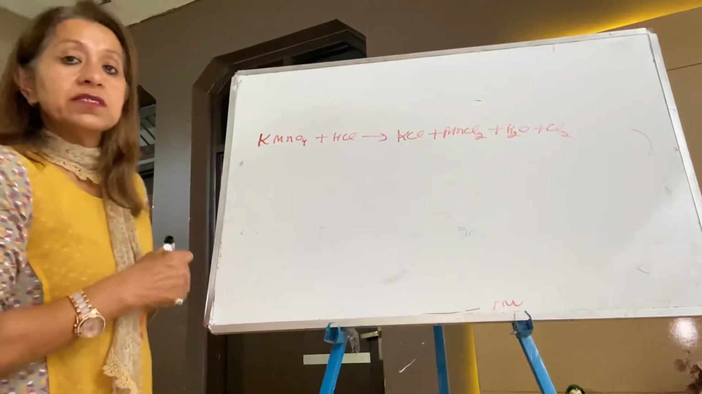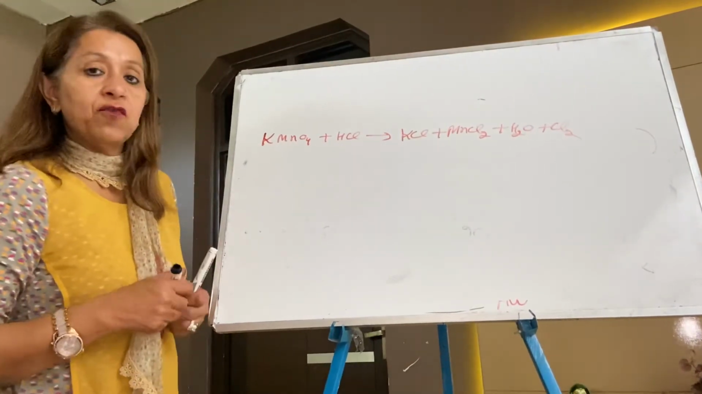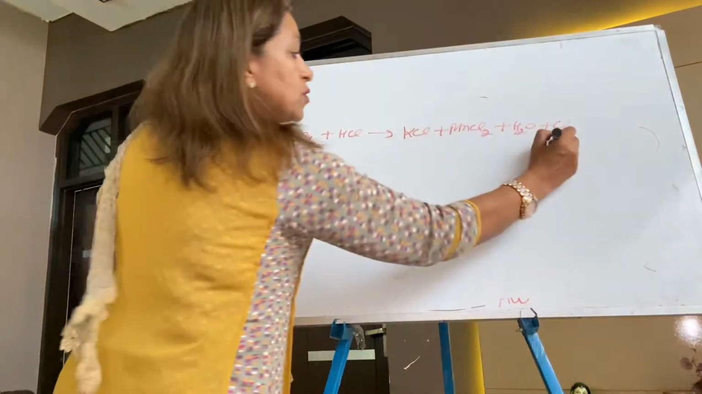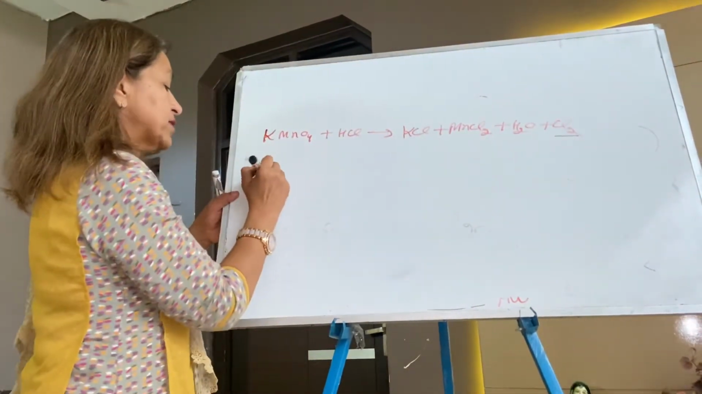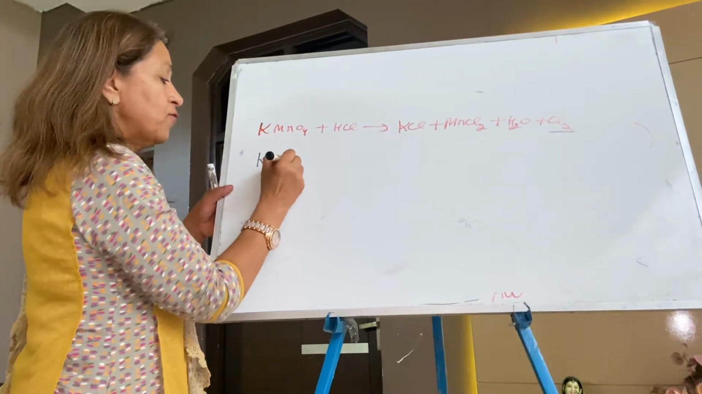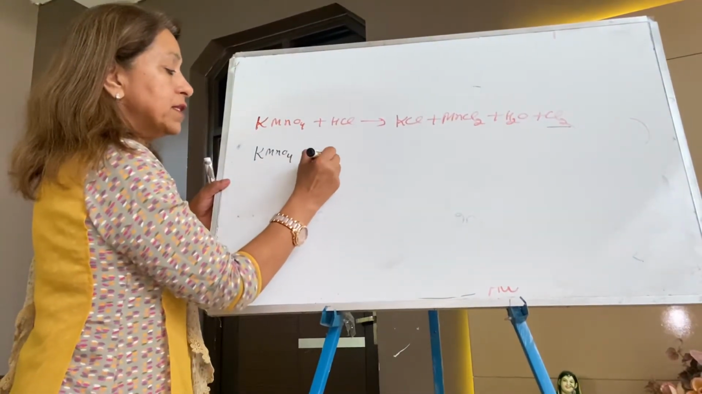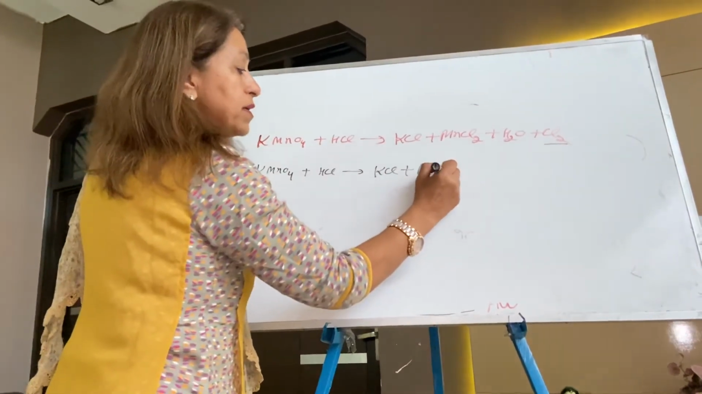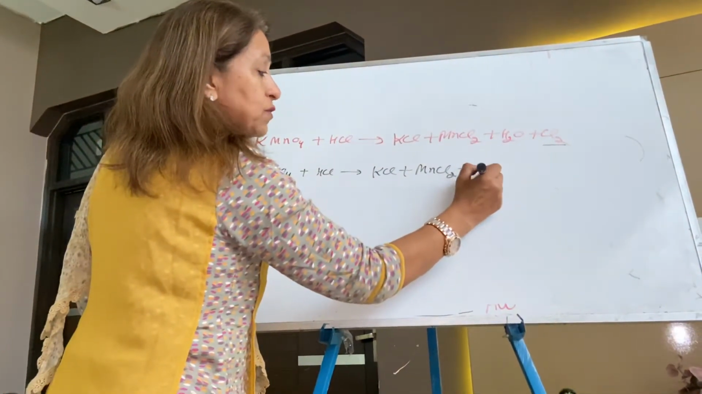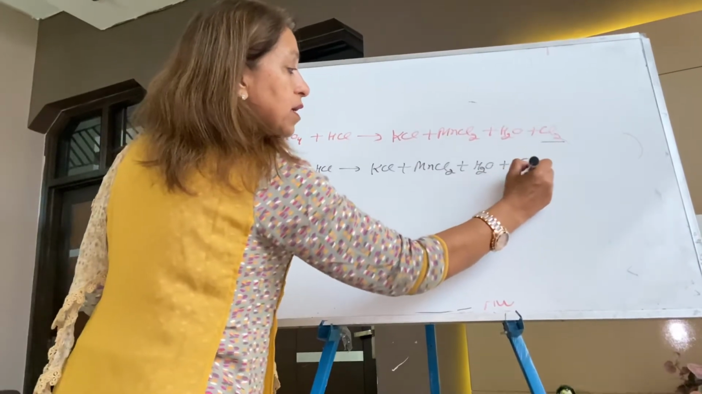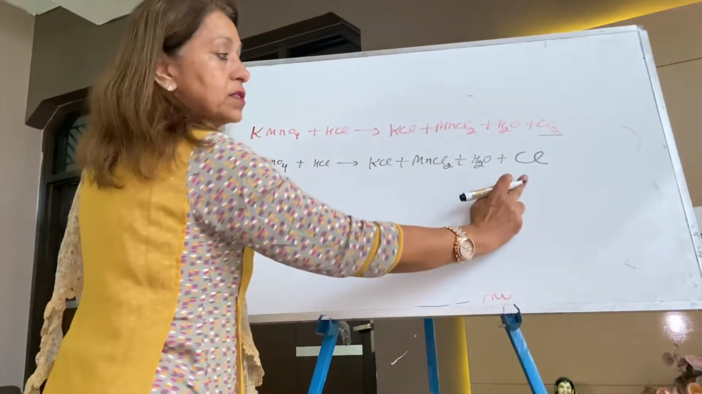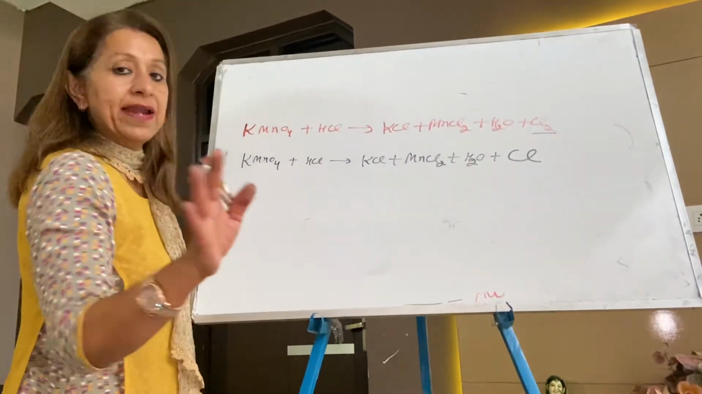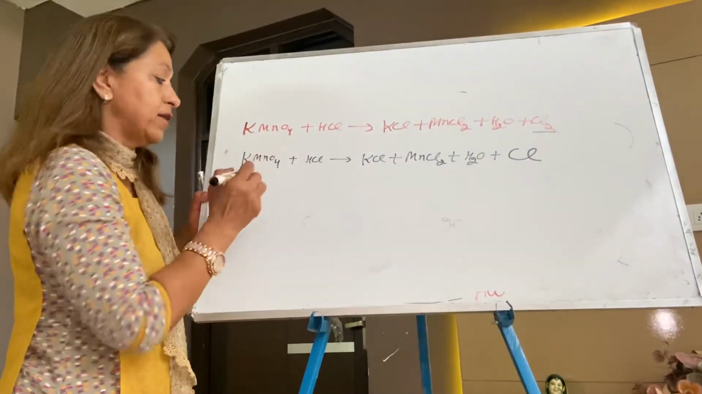Now let us balance it. First of all, find out which one is a simple molecule. So mark it as chlorine. Now the first step is KMnO4 plus HCl, arrow KCl plus MnCl2 plus water and plus single chlorine. Now let us balance the other atoms. We will balance the chlorine atom at the end.